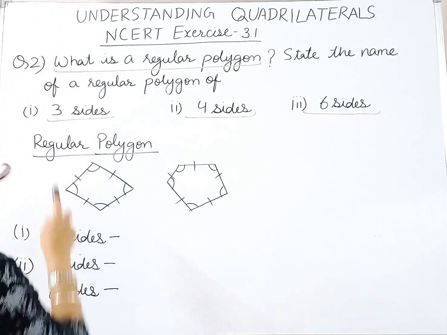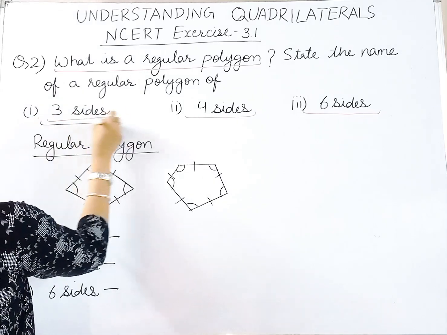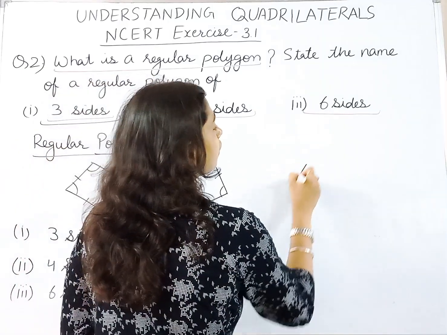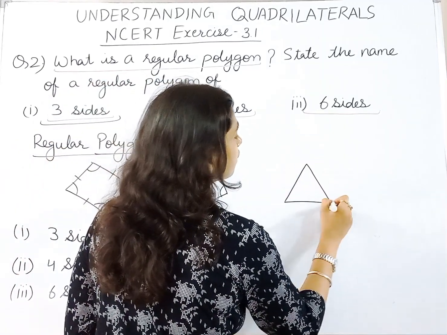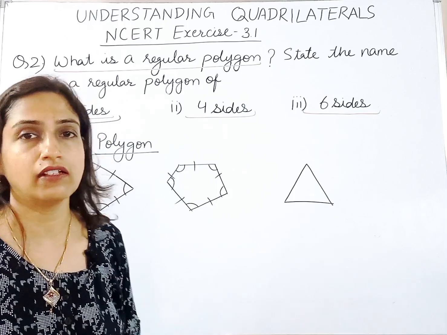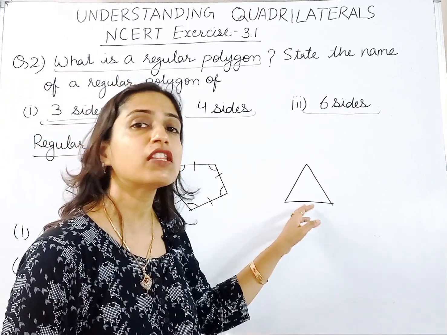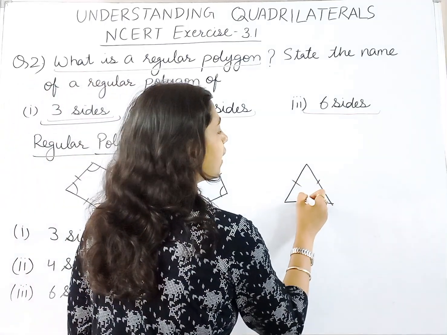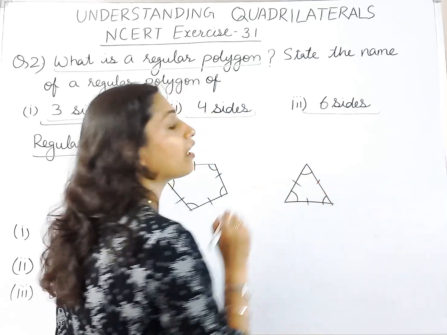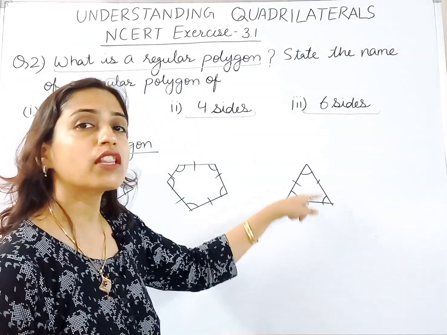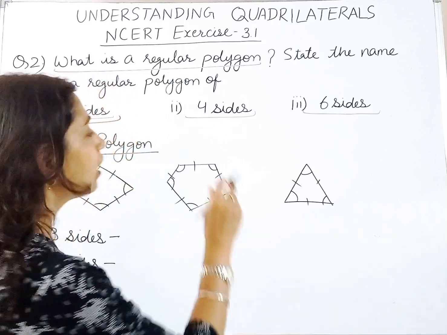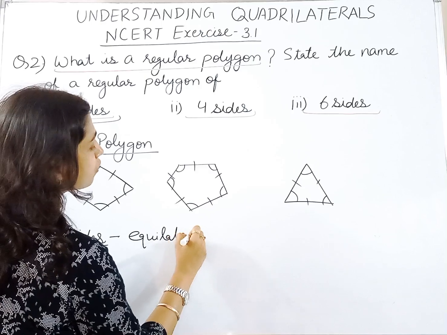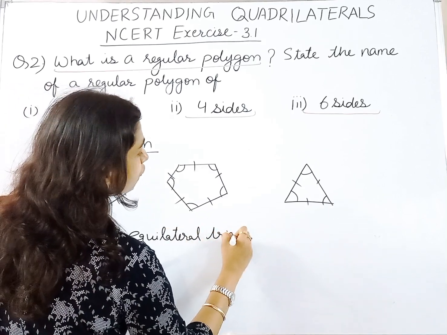Now we have to tell the regular polygon having 3 sides. We know that if a polygon has 3 sides, then this figure is known as a triangle. If all the sides and all the angles of this triangle are equal, then this triangle is known as an equilateral triangle.